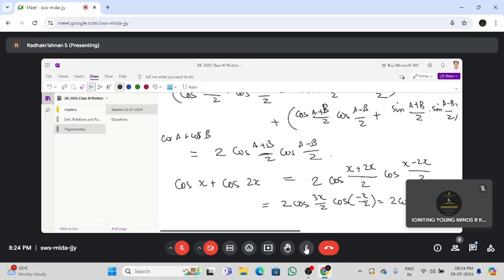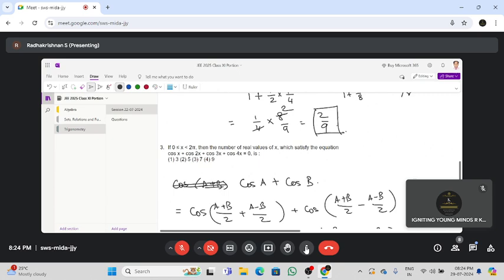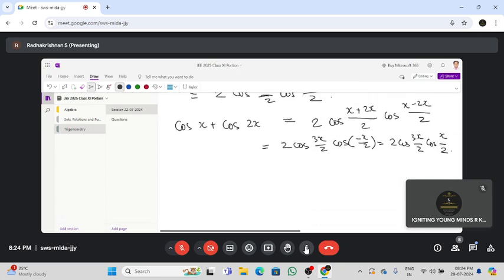So, did everybody follow this step, cos x plus cos 2x? Yes, sir. Very good. In the same way, you simplify the other term, cos 3x plus cos 4x. You write it down. What is cos 3x plus cos 4x in the same way?